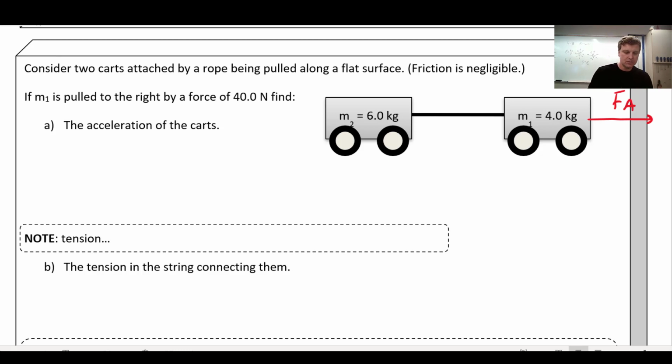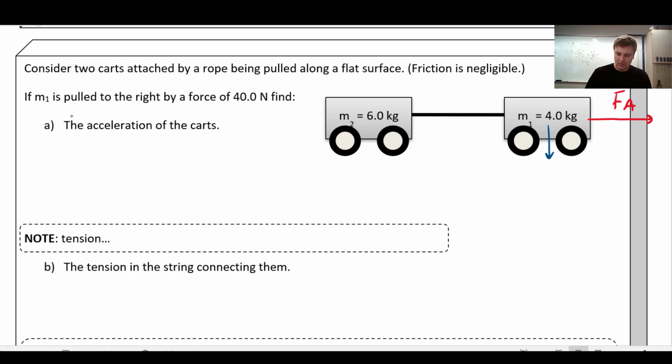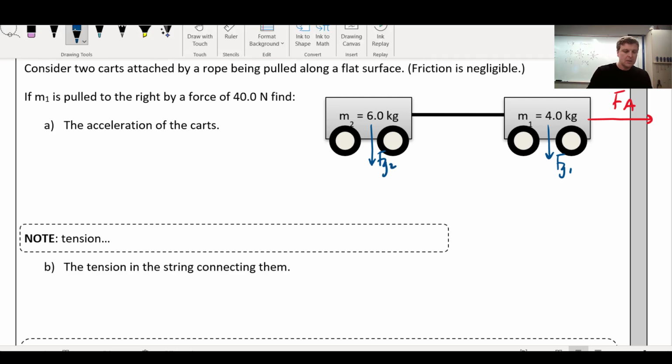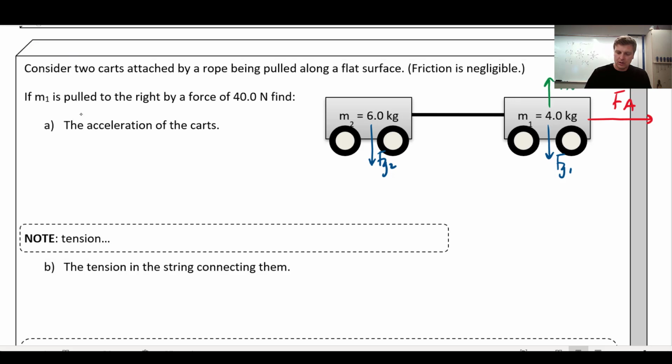Some really obvious ones, for example, are the force of gravity. So in each case, there'd be a force of gravity, maybe we'll call this Fg1 and Fg2, pulling down, and then these carts are not falling through the ground because they're supported by a normal force, so maybe Fn1 and Fn2. And it's really important when we set up these problems that we draw all the forces on the system. Some of them are obviously going to be important, like the applied force. Some of them might not be as obvious, but they might end up being really important. So it's important that we draw them all out.